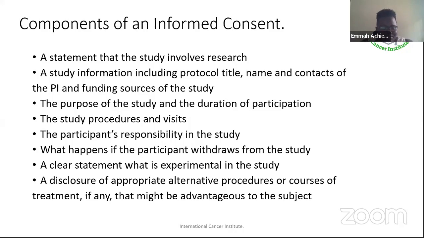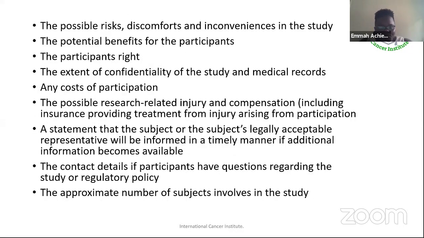A clear statement of what is being experimented, and a disclosure of appropriate alternative procedures or courses of treatment. What are the possible risks, discomforts, or inconveniences? If there are benefits, they must be listed there, and benefits can be anything from transport to an allowance to paying medical cover. All those must be clear. Also the extent of confidentiality of the study and medical records, whether there are any costs to participating, and if there's injury, whether there's any compensation for them.